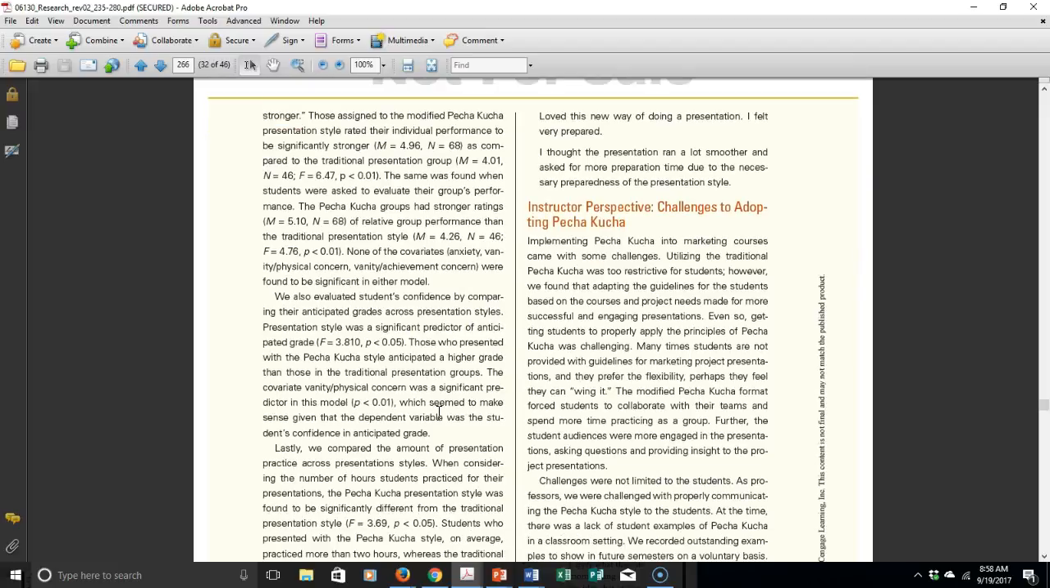So if we scan here, it's also interesting. They measured a variety of other things, such as some other concerns, like anxiety and things that could play into the model, and they did not find that those really significantly impacted the results of the study. So that's kind of important for you to know as well.